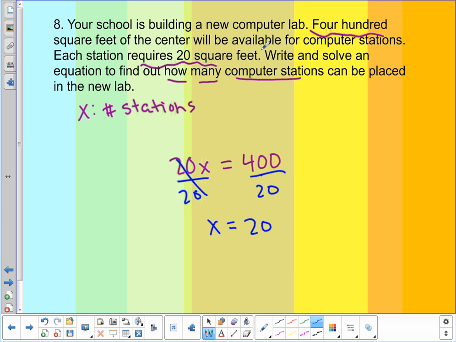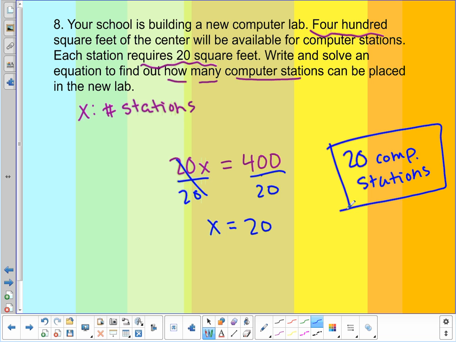Now, every single question that has words needs an answer with words. Okay, that's a mantra that you'll hear me say a whole lot this trimester. Every question with words needs an answer with words. So what am I finding? This is 20 stations. So 20 computer stations. Okay, and that would be my answer.